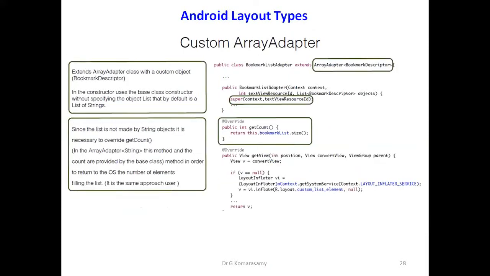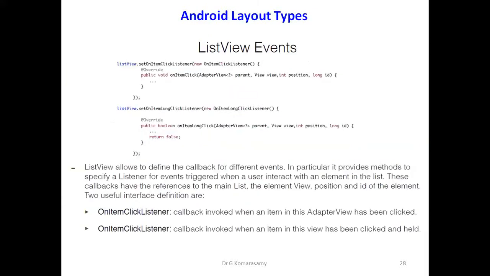So this is custom array adapter and list view events. So what are the events? You may have studied it in Java programming. Event listener. So menu event, keyboard event, on click, left click, right click, scrolling. These are some of the events. So an event is nothing but if you do some action, you will get the corresponding output. That is called an event listener. I hope you all studied this in Java programming.